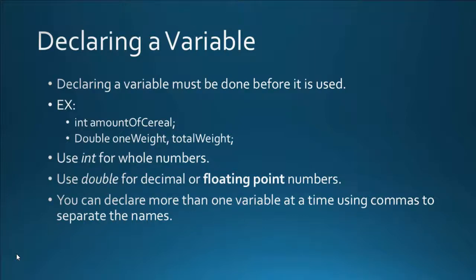So if I look back at my example up here, all right, int amount of cereal, it's one variable. Now if I look at the next one, I got double one weight, total weight, and that should be a lowercase d. I'll have to fix that in the annotations. Now with that, that means that I could put double one weight, semicolon, double total weight, semicolon. However, it's nice to clean it up a little bit and put it all as one line, because then I don't have to write double twice. So that's the reason why we can do that.